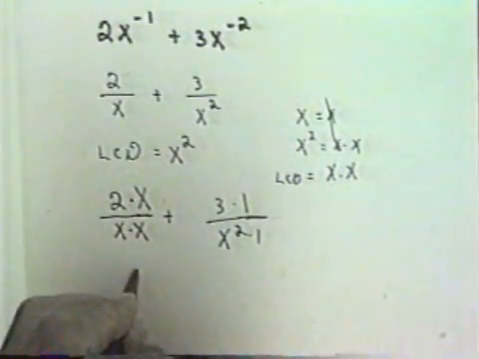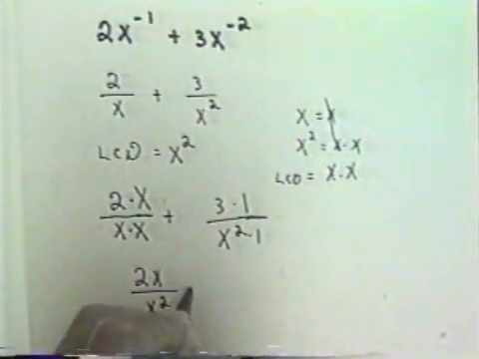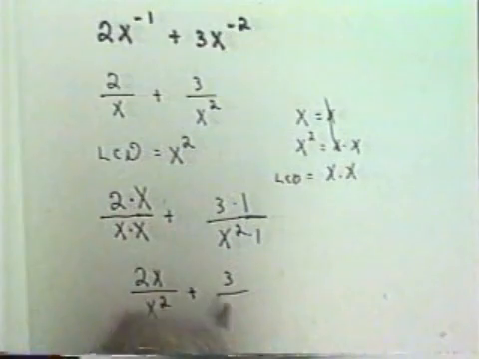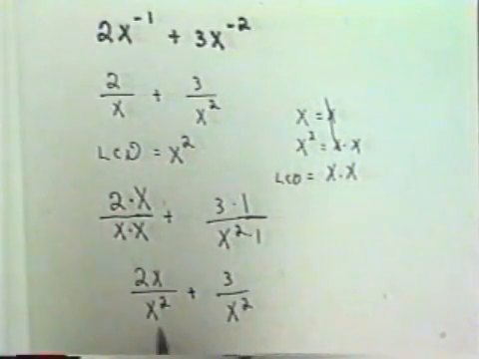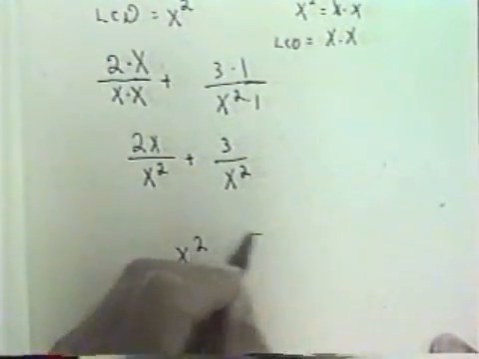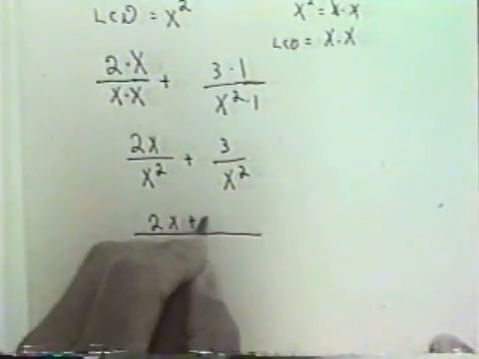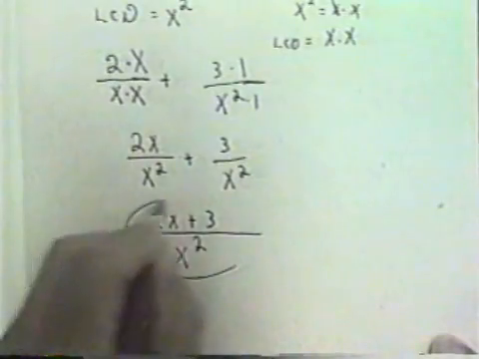So now I have 2x over x squared plus 3 over x squared. Now since I have the common denominator, I keep the denominator x squared and add the numerators. 2x plus 3.